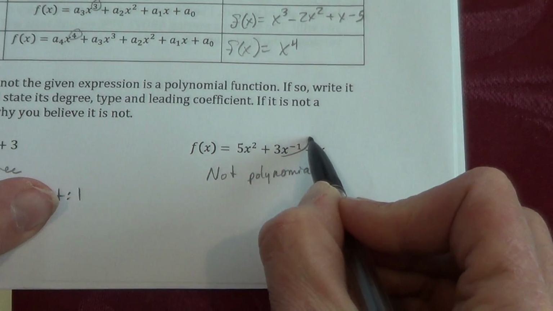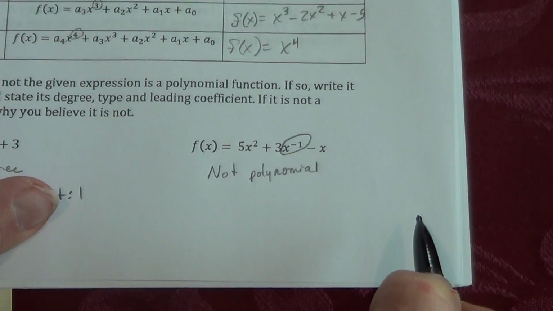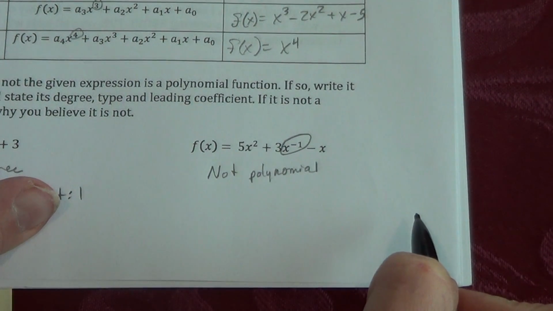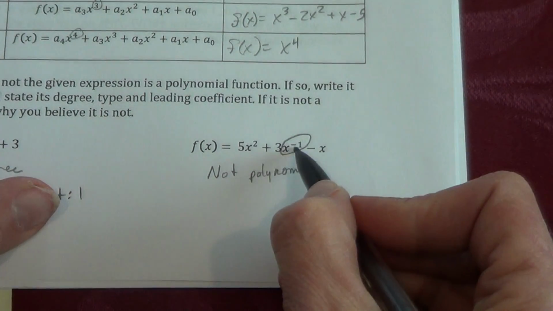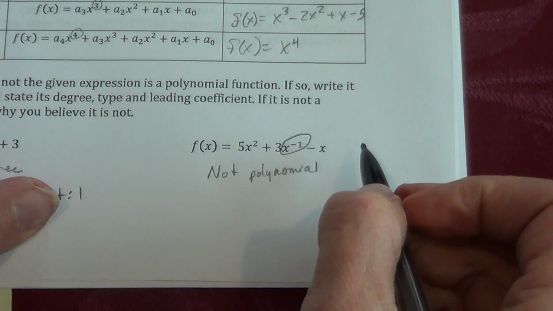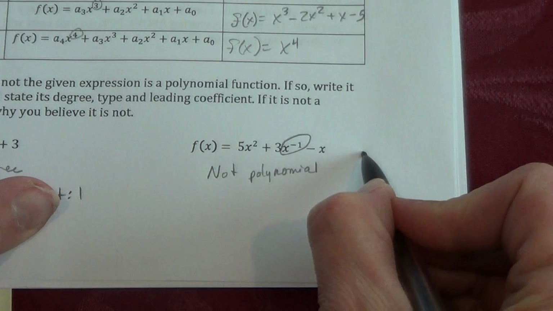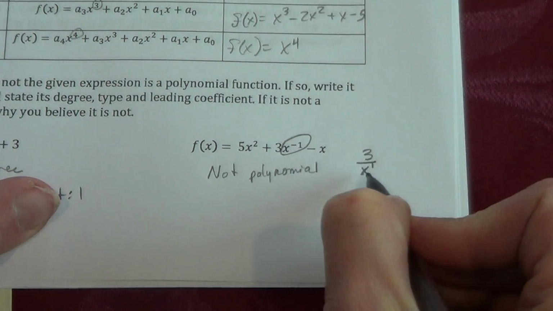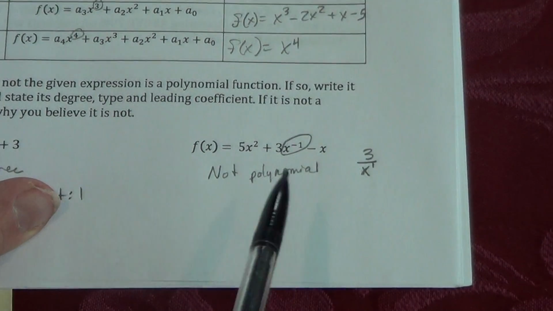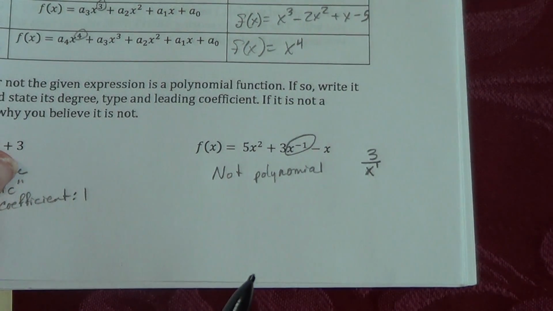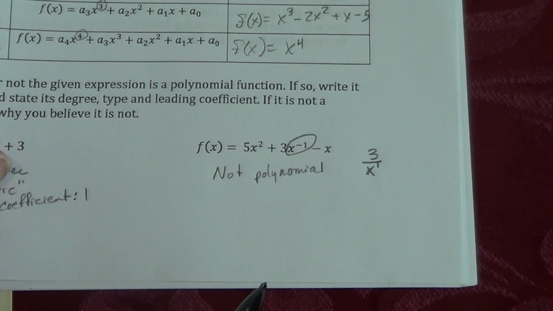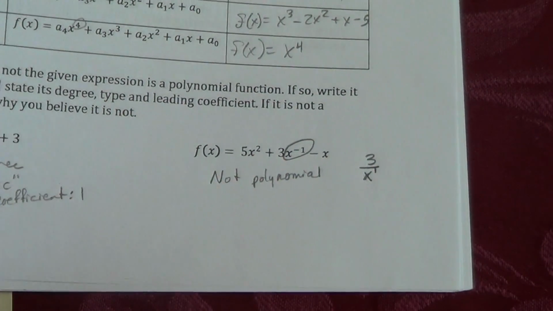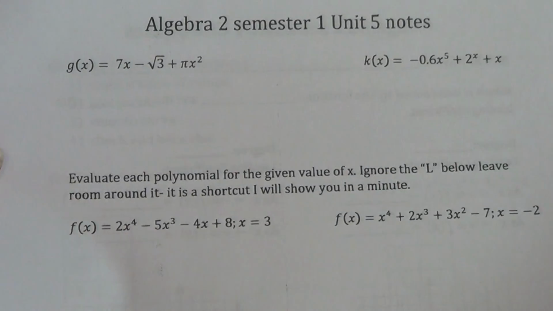Hopefully you said it's because of this x to the negative first. We know from our exponent unit that that should be simplified into a positive exponent, which would make it 3 over x to the first, and that puts our variable in the denominator. That is not going to happen in a polynomial expression. Next page.